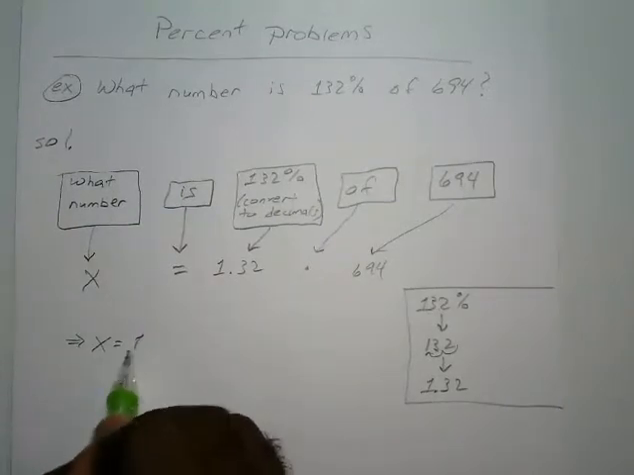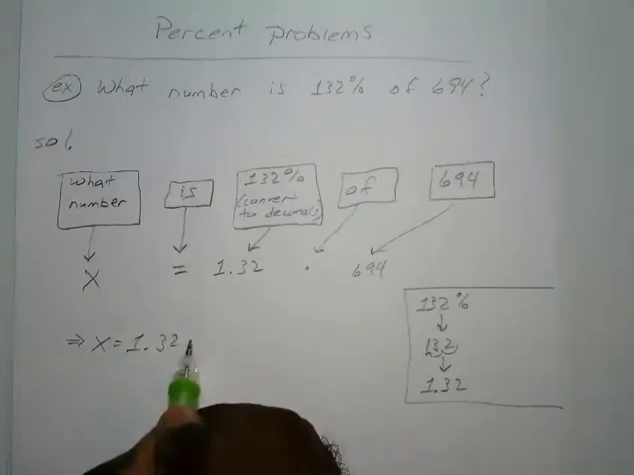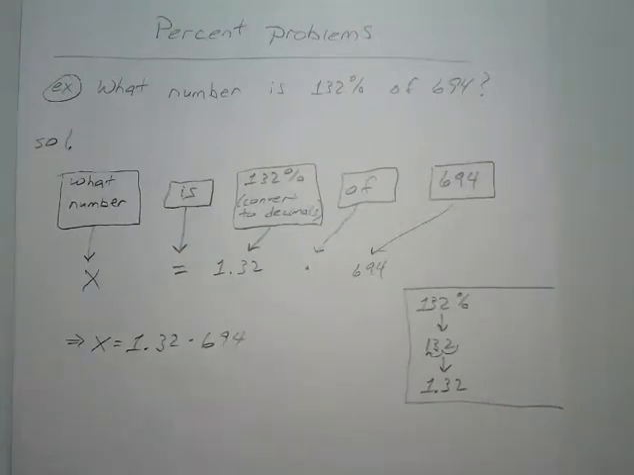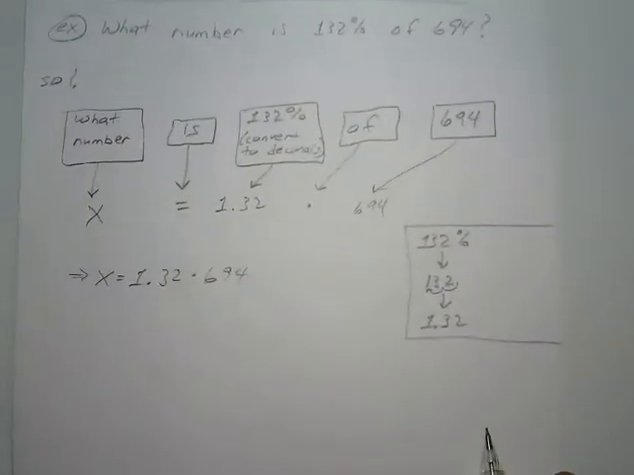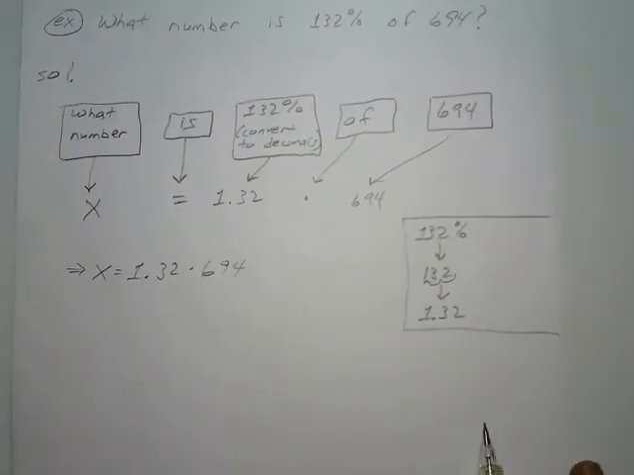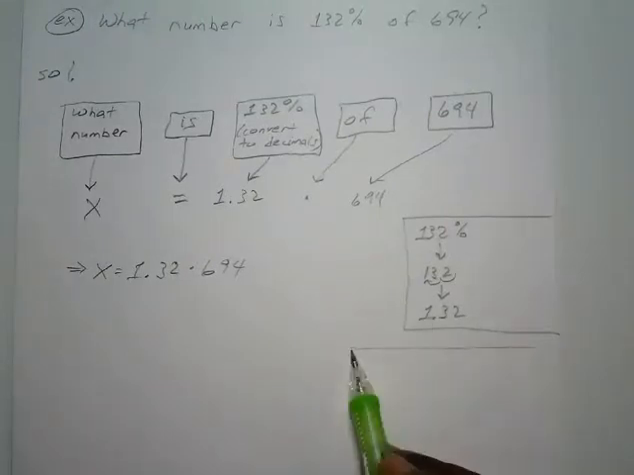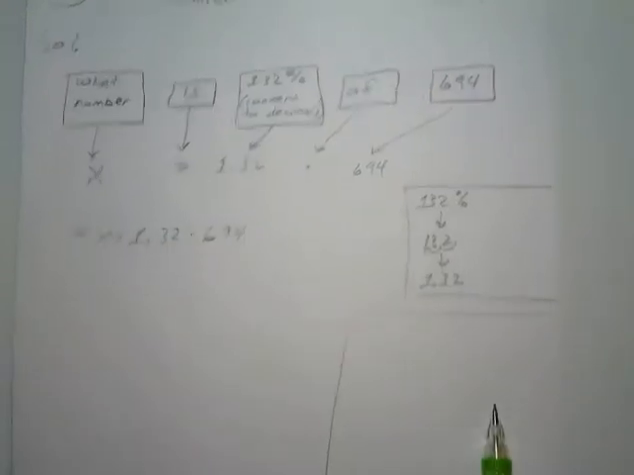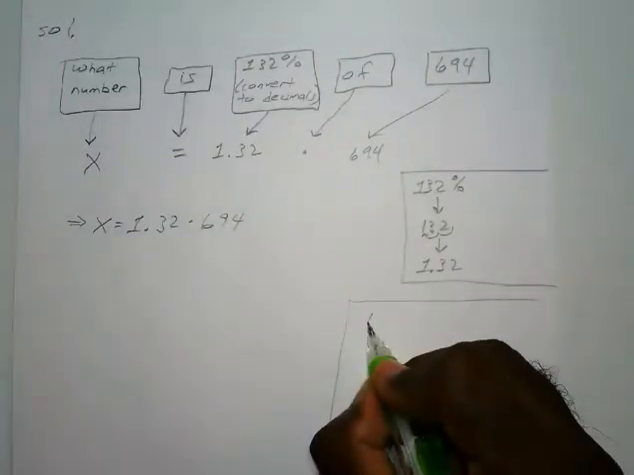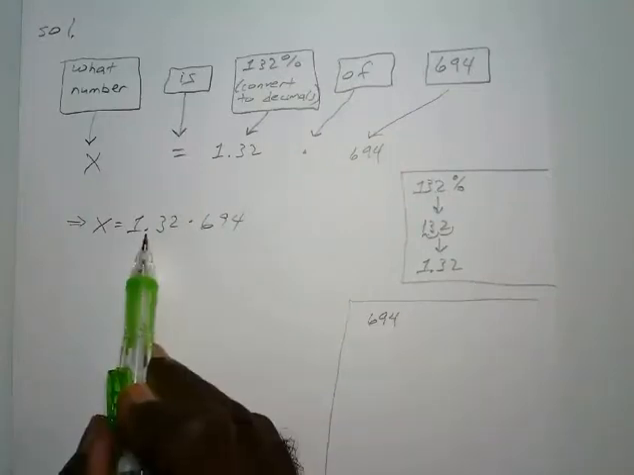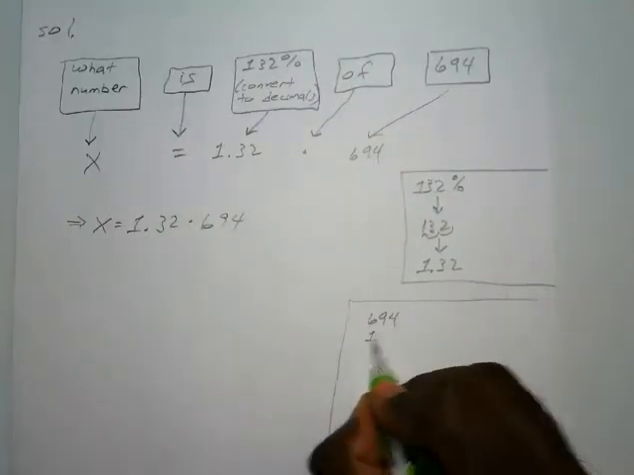X is equal to 1.32 times 694. Alright, so we're going to go ahead and multiply those. Just a quick little review in case you've forgotten how to multiply decimals. So when you're multiplying decimal numbers, the first thing you want to do is temporarily remove all decimal points. Okay, so I'm going to go ahead and just multiply that out right over here. So if you have 694 times 1.32, remove all the decimals, that's just 132.